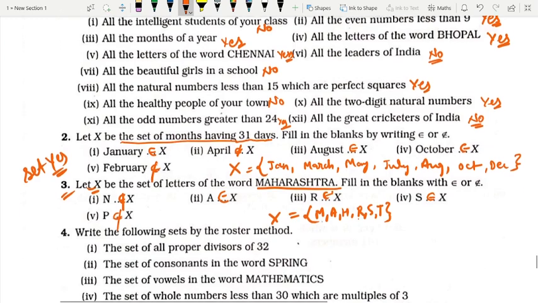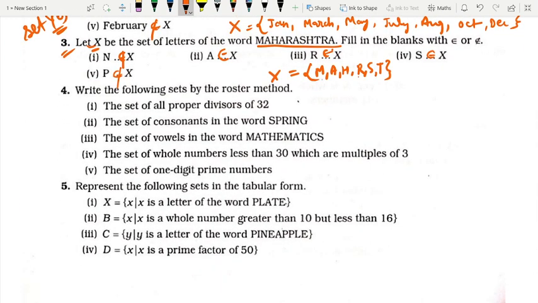After that, write the following sets by the roster method. The set of all the proper divisors of 32. We need to find the divisors of 32 first of all.